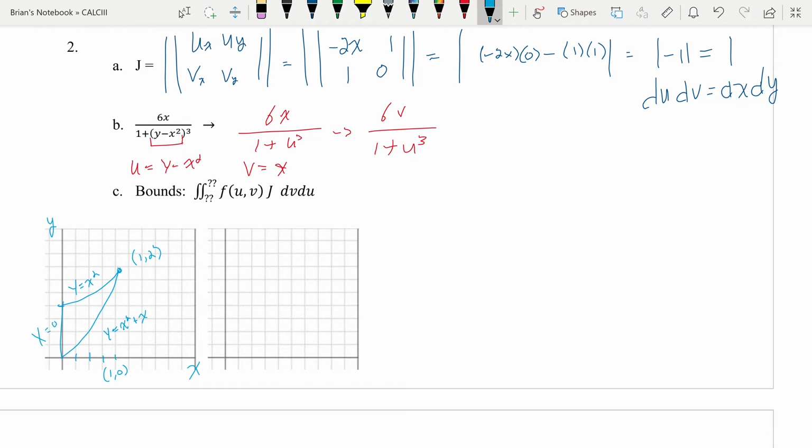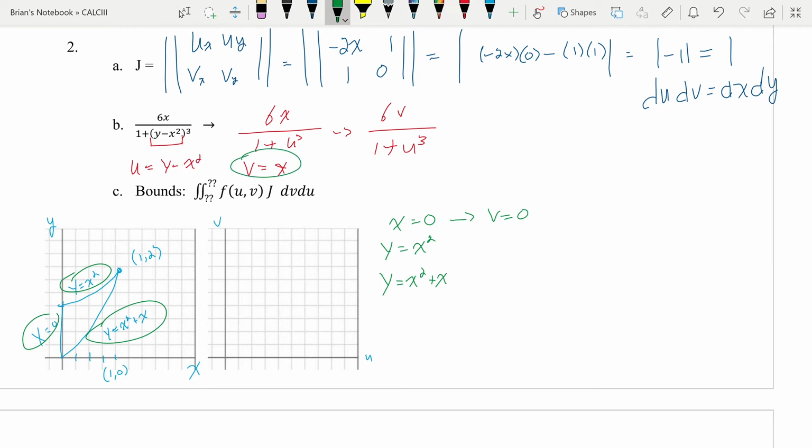And now we need to convert basically that graph and all of those different bounds into a UV graph. Like we saw in lecture, our 3 inequalities are right here, right? So we'll have x equal to 0, y equal to x squared, and y equal to x squared plus x. Usually just outlining them like that makes your life the easiest. We'll take this. Of course, that just means v is equal to 0 because v is equal to x, like we have. Our next one, we have y equal to x squared. So we can take that.